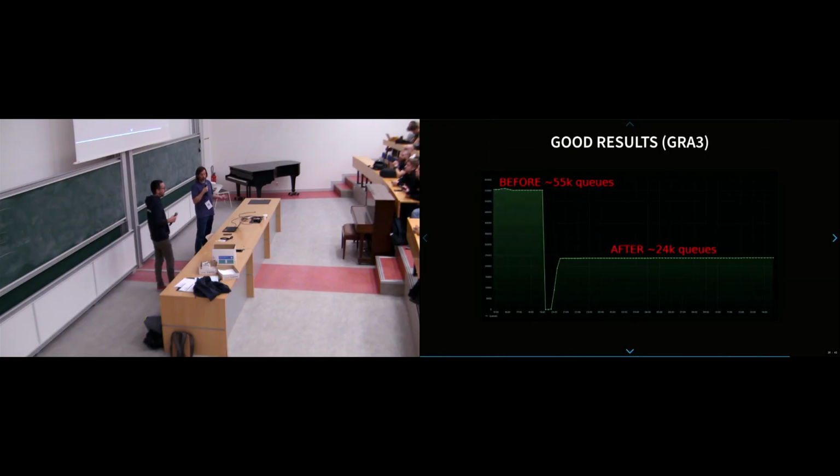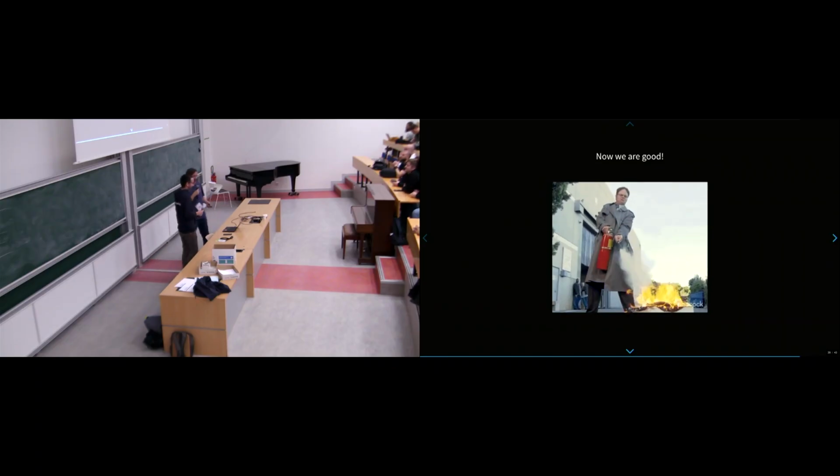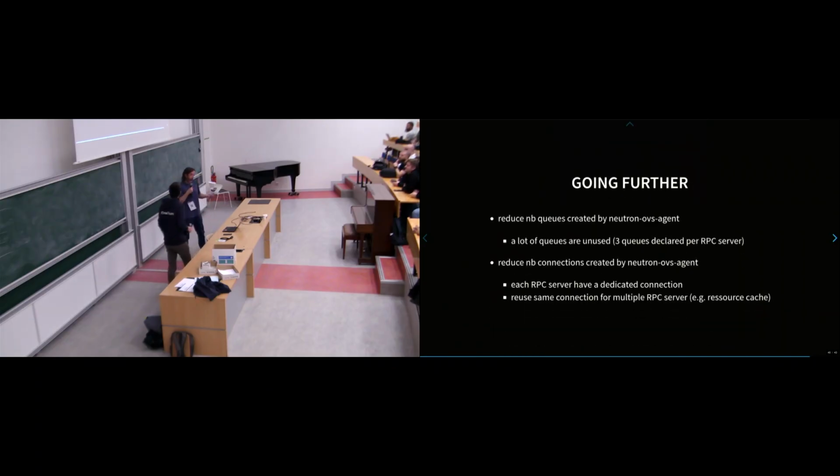So, an example of one of our big regions: we were able to divide the number of queues on the broker by more than 2. So now we are good. Almost, because we still did some other improvements.